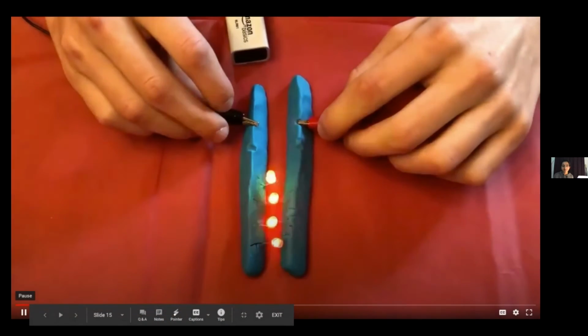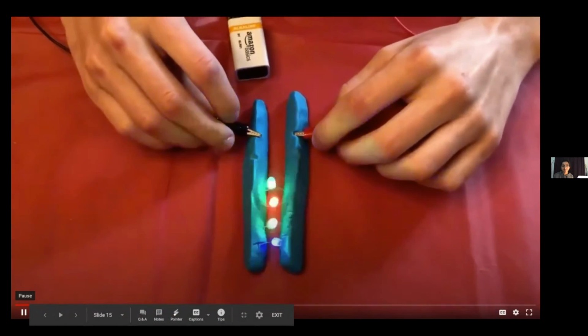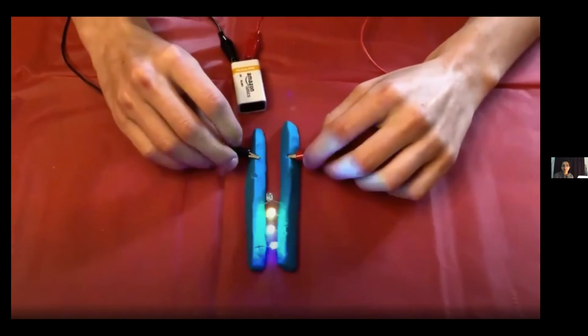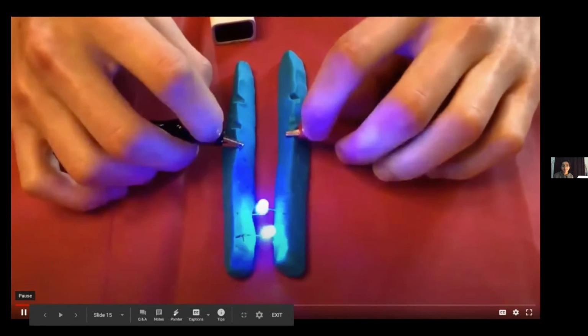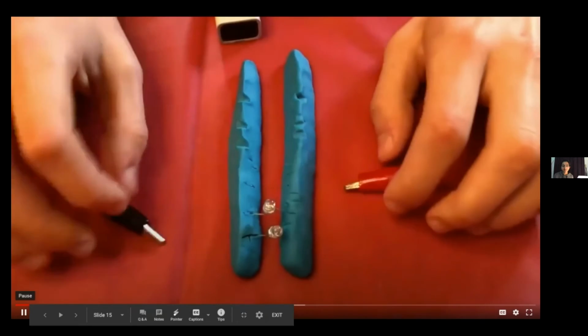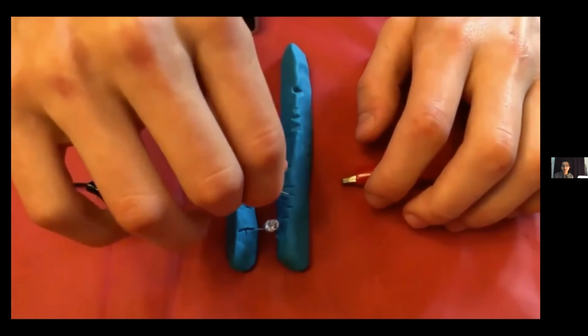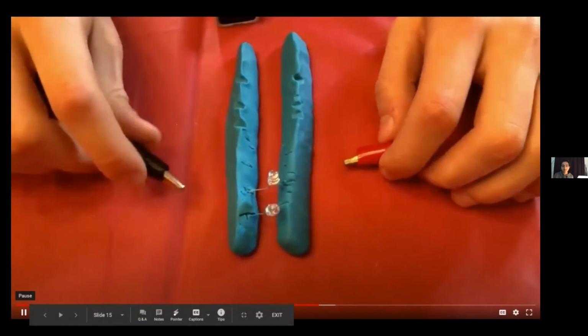Notice how they're not getting dimmer like they did in series. So right now, again, they're both facing the correct direction. What do you think is going to happen when I pick this up, turn it around, and place it back down?